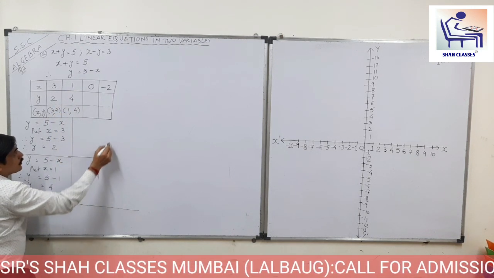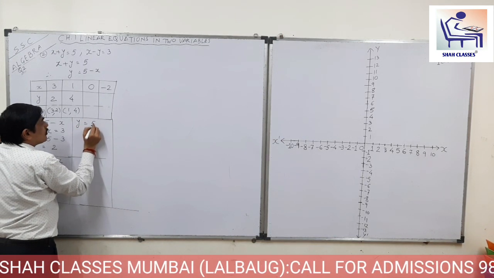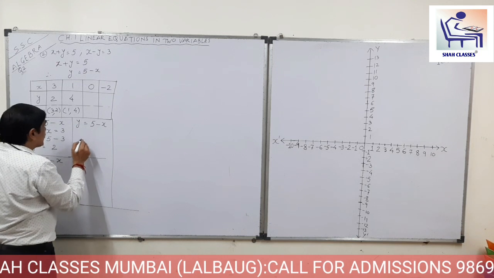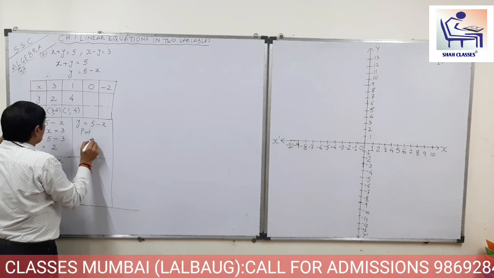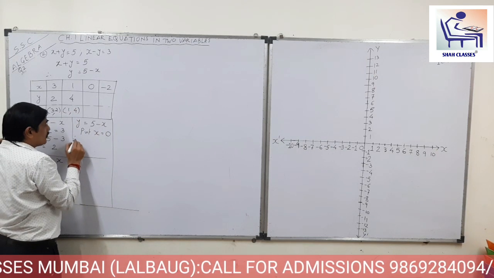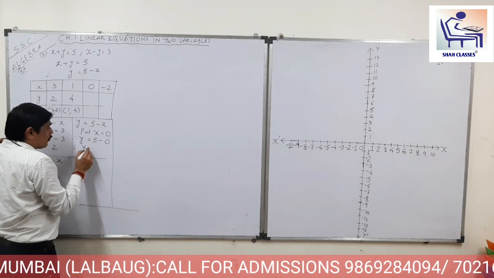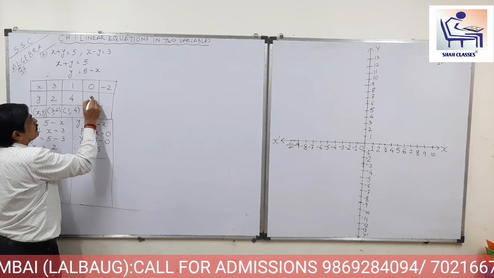Now take the third value. Y is equal to 5 minus x. Put x is equal to 0. This value I am putting here. Therefore y is equal to 5 minus 0. So y is equal to 5.